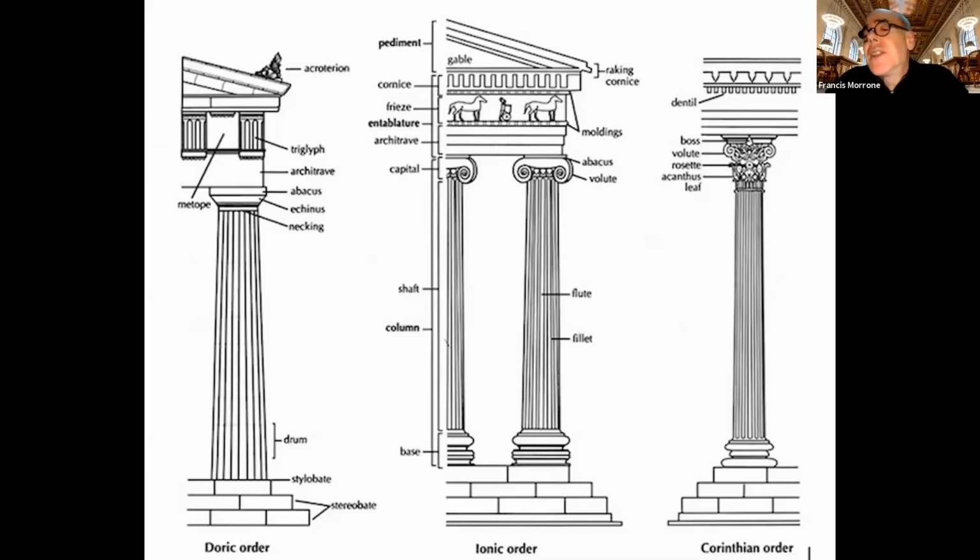Here we see the three orders. And when I just said I'm going to talk about the Doric order and then I'll talk about the Ionic order, you may have thought to yourself, whoa, isn't he going to talk about the Corinthian order? And not really. And I'm going to mention it, don't worry. But I'm not going to spend a lot of time on it. Today I want to reserve discussion of the Corinthian for next week and the Romans.